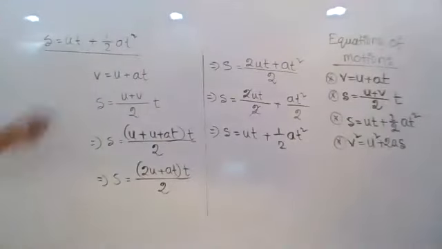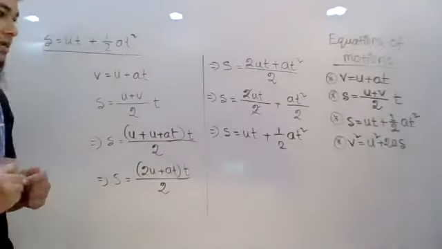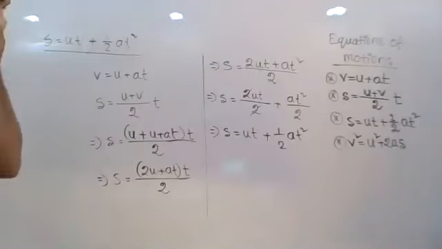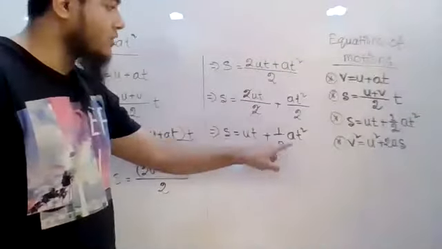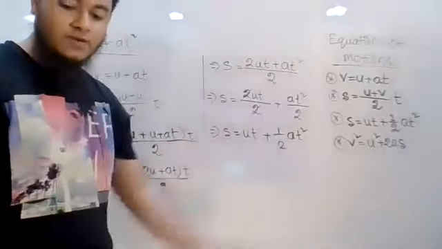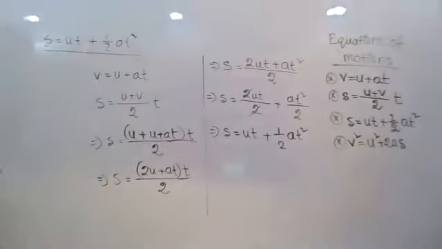Okay, so this is what we wanted. Anybody has any doubt? Sir, can you explain one more time? Sir, why is half at square given here? At square divided by 2 is the same as half at square. Maybe some confusion. No problem, let me explain it in this way.